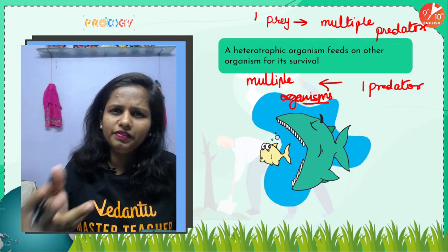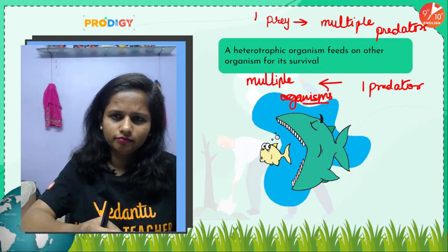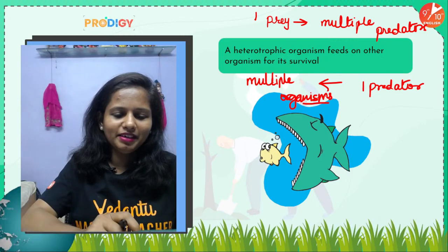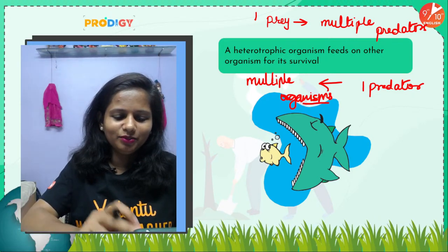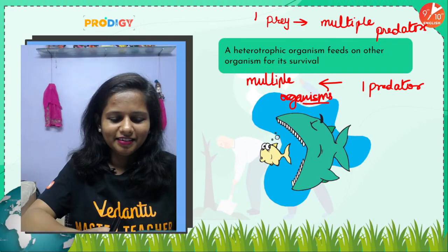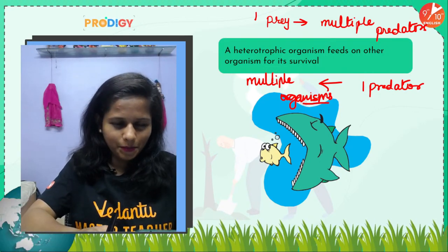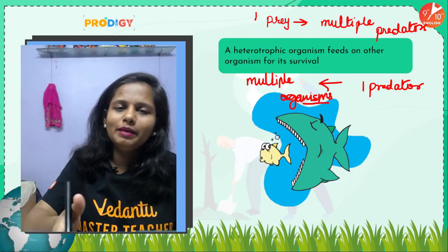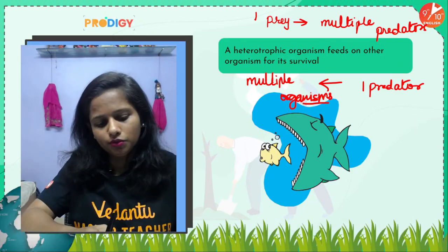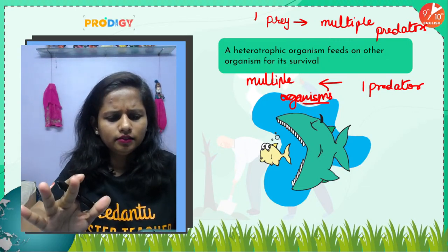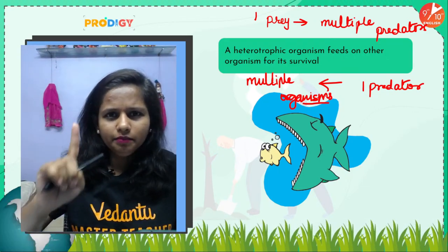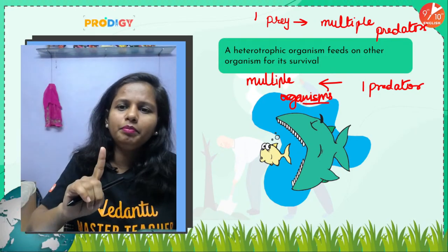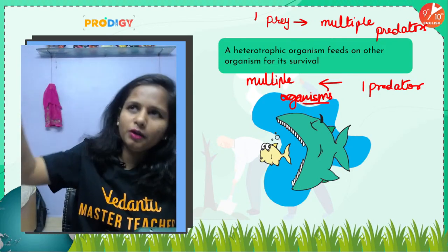Apart from deer, a tiger may feed upon other organisms. Are you all telling me deer only? Apart from deer, any other organism? You don't know? Cow. Okay, cattle. So basically, a tiger can feed upon a variety of herbivores. Do you all agree? So one predator can have multiple preys, or maybe one prey can serve as food to multiple organisms.